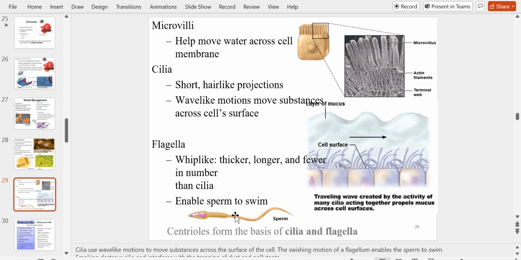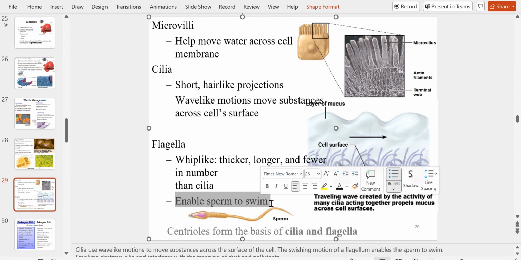When you're talking a sperm cell, you'll see there this protein tail. It's able there for locomotion and movement, enables the sperm to swim. Okay.